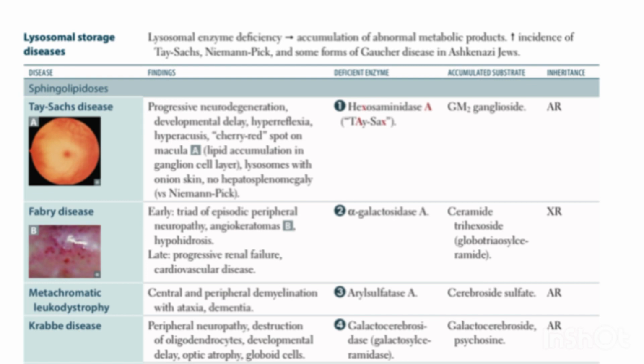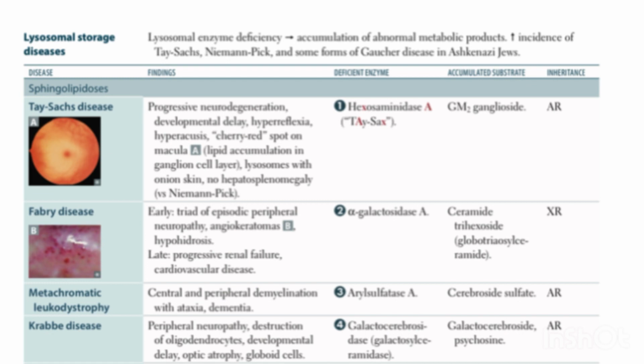In sphingolipidosis, we see Tay-Sachs disease. In Tay-Sachs disease, we see cherry red spot. Enzyme deficiency is hexosaminidase A. Substrate accumulated is GM2 ganglioside. Clinical findings: progressive neurodegeneration, developmental delay, hyperreflexia, hyperacusis, cherry red spot on macula, lipid accumulation in ganglion cell layers, lysosomes with onion skin, and the main feature here is no hepatosplenomegaly. It differentiates it from Niemann-Pick disease. It is autosomal recessive inheritance.